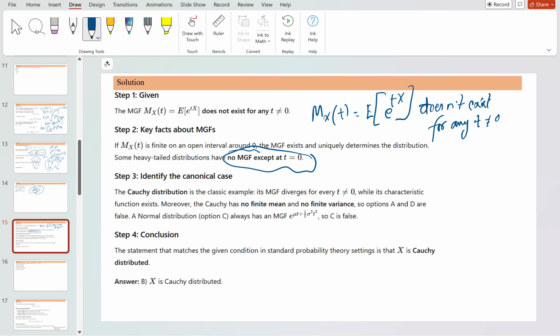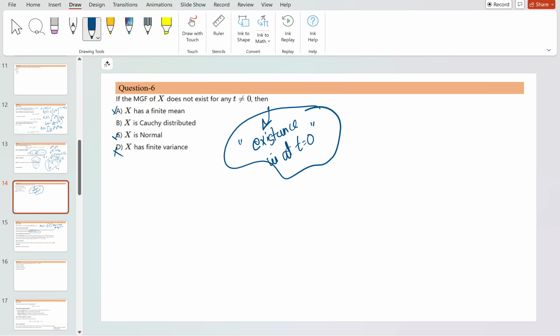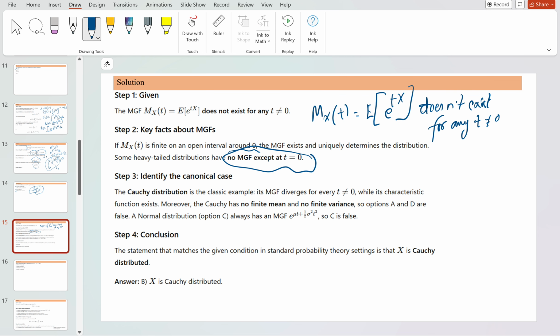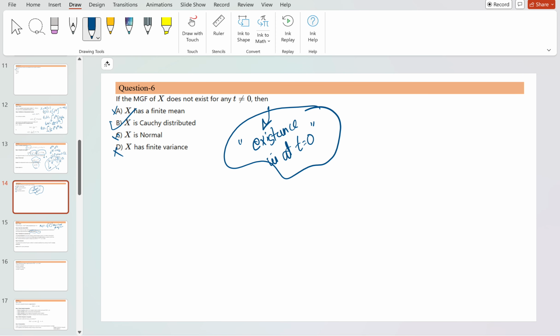But a normal distribution, which is option C, has the moment generating function e to the power mu t plus half sigma square t square. So C is also false. So the conclusion is that the statement which matches the given condition in standard probability theory settings is that x is a Cauchy distributed function. So option B is correct.